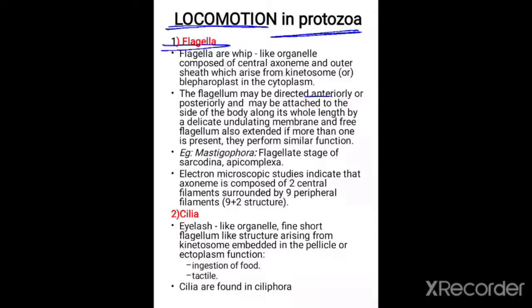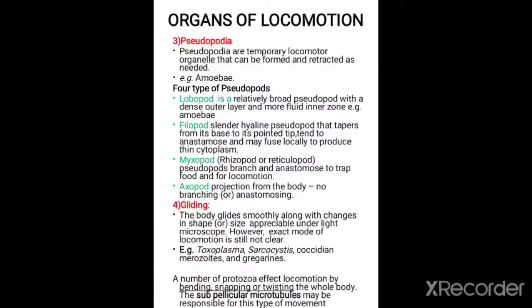Now let us come to the cilia. Cilia are eyelash-like organelles, finer and shorter than the flagellum, which also arise from the kinetosome and are embedded in the ectoplasm. They help in functions such as ingestion of food and tactile sensation. Cilia are found in the Ciliophora members.